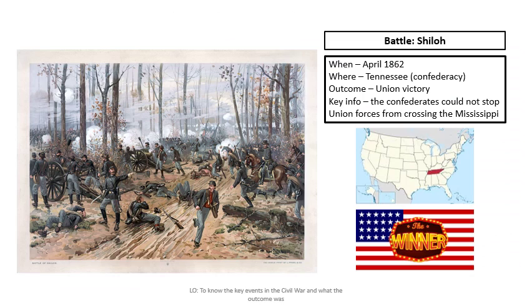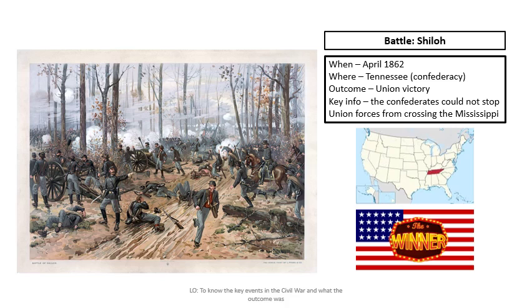All right, our second battle took place at Shiloh. Again, we've got a painting of that particular battle there. April 1862, and it took place in Tennessee. You can see Tennessee highlighted on the map there again. That's in the south, so it's a Confederate state. And the outcome: the Union Army won this battle.